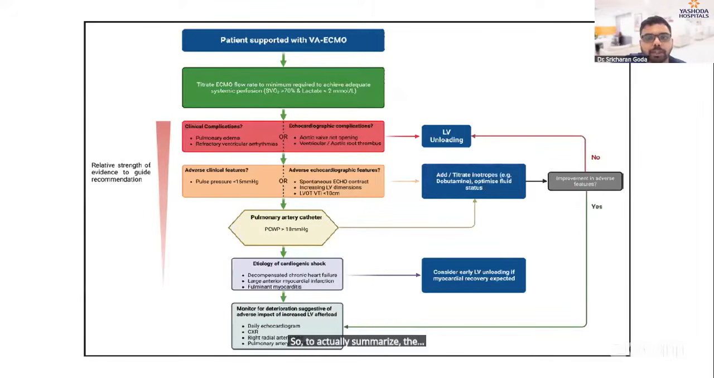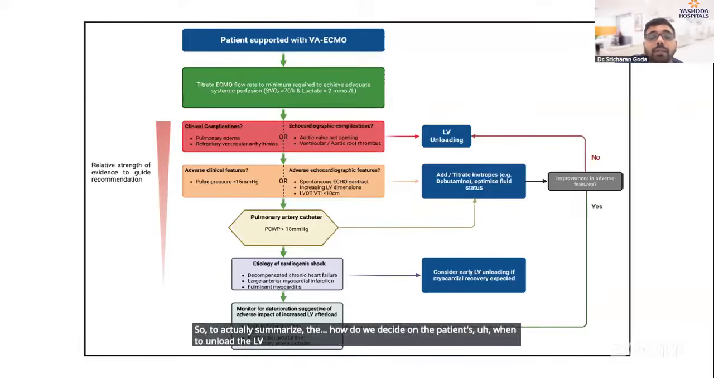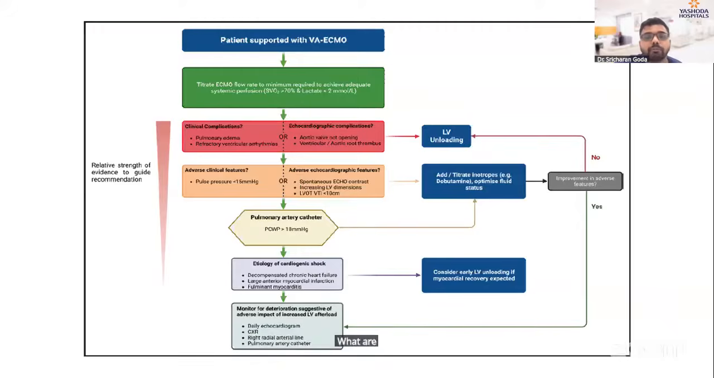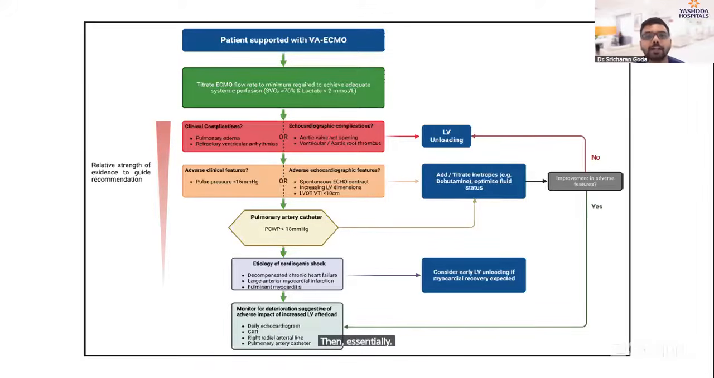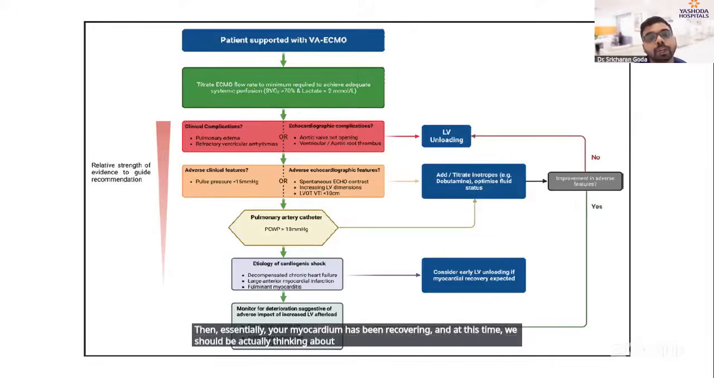how do we decide on the patients when to unload the LV, and based on this, what are the various effects? When we have unloaded the LV, we have to look at the signs of LV improvement: if your velocity time integral is greater than 10, if there is improvement in the pulse pressure to greater than 10 millimeters of mercury, 10 to 15 millimeters of mercury, and if there is an improvement in ejection fraction to greater than 35%, then essentially your myocardium has been recovering, and at this time we should be thinking about removing the LV vent.